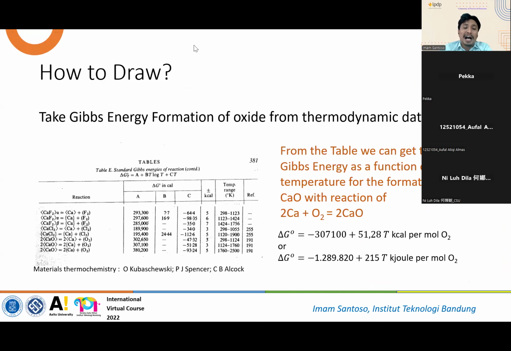Okay, guys, how to draw this diagram? You can easily find the data, for example, in the table of thermodynamic data. This is from the book of Kubaschewski, Materials Thermochemistry. There is a reaction, and there is Gibbs energy as a function of temperature. You can see here.